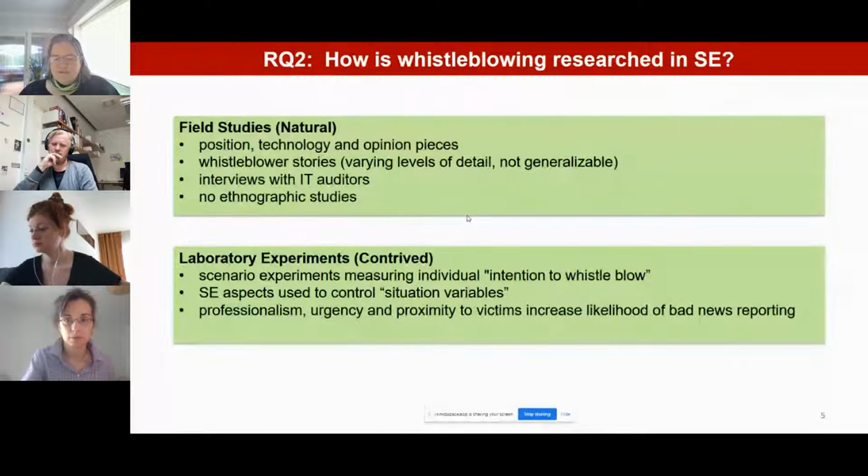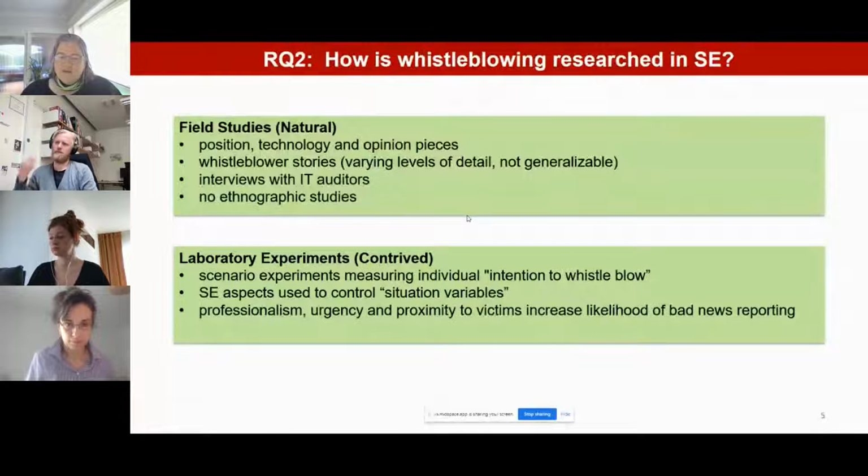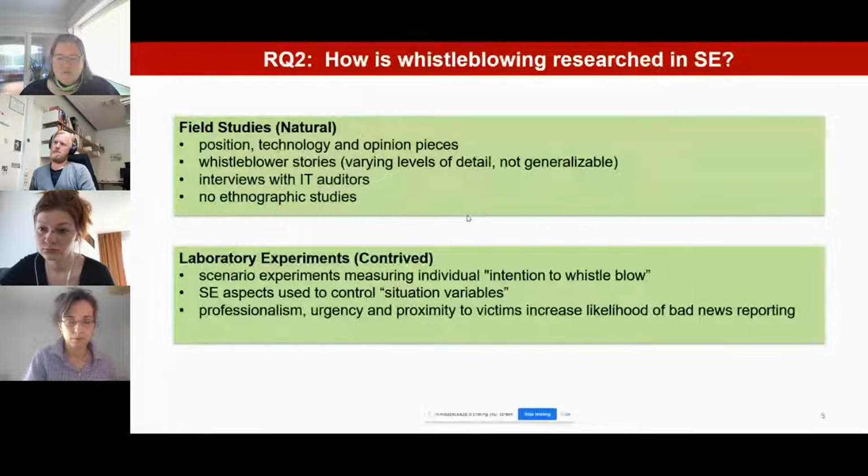Software bugs, misunderstood requirements, system limitations, poor testing, outsourced work, and third-party code were examples of backstories to these scenarios. Situational factors such as professionalism, time urgency, harm of consequences, proximity to victims increased the likelihood of reporting bad news.